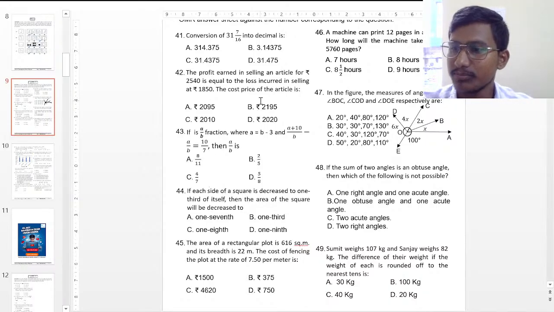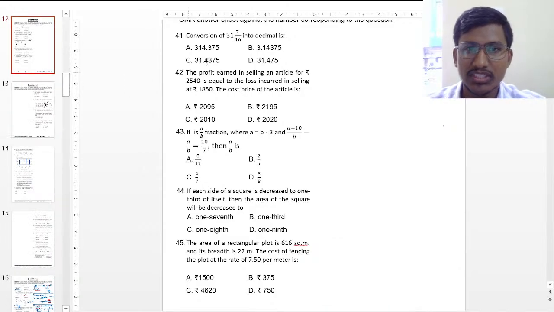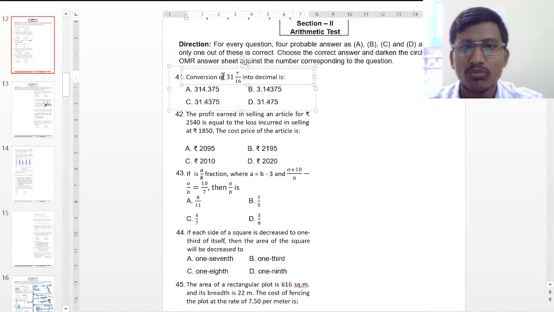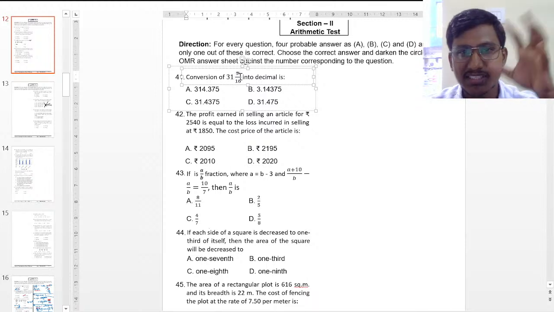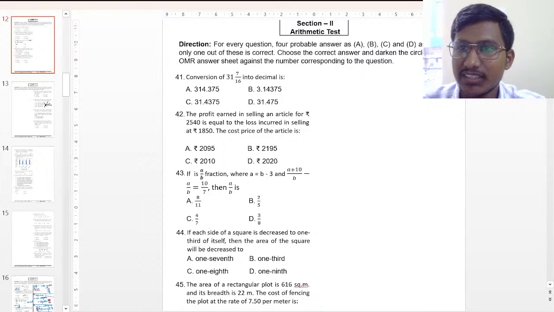So let's go to the solutions now. I will solve now. So here is question 41. If you see what they are telling, conversion of 37 and 7 by 16 into decimal is the first question.